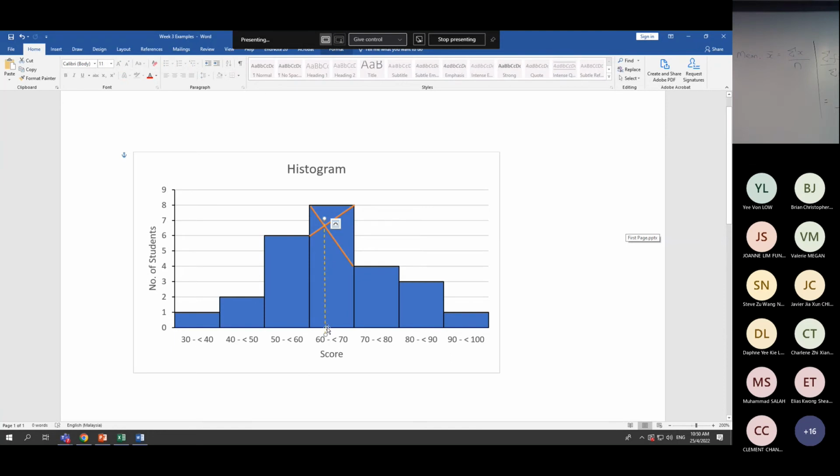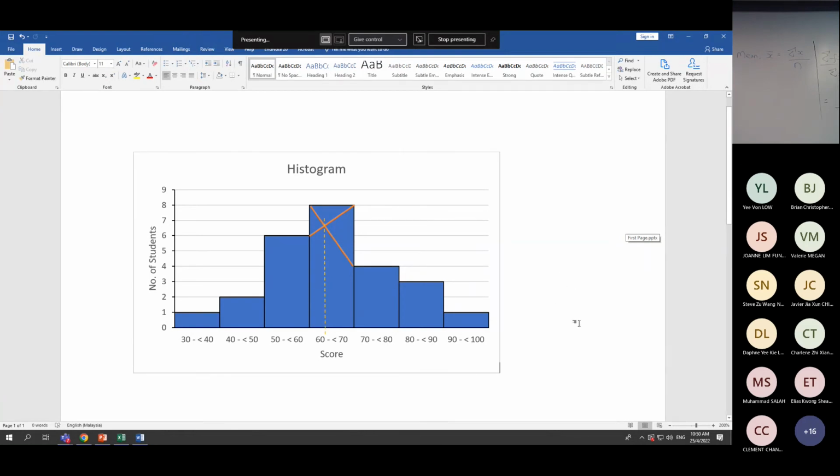The mod value is here. So it's about 60 plus, about 63. So it's not so accurate when you are using the histogram. Sometimes it might not be so accurate. You can only get a rough value of the mod from the histogram. It's about 63. So my suggestion is better to use the formula instead of using the histogram to identify the mod value.